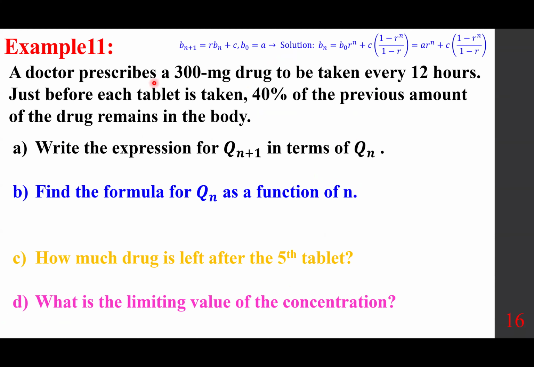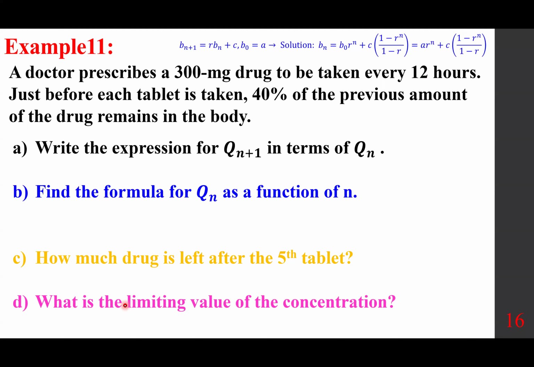A doctor prescribes a 300 milligram drug to be taken every 12 hours. Just before each tablet is taken, 40% of the previous amount of the drug remains in the body. 12 hours, very important, does not enter any calculations here. So we want to answer that.